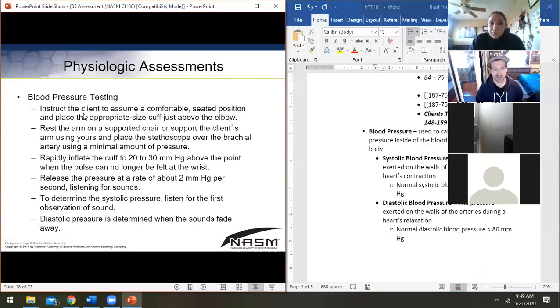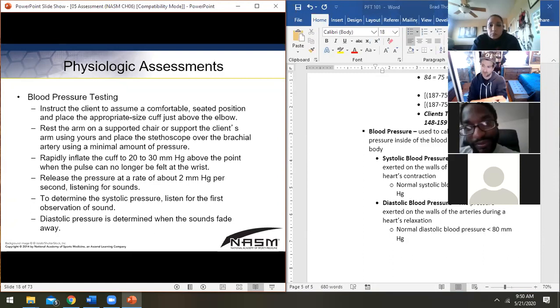So basically you're going to have your client sit in a comfortable position, present you with their elbow, and place that cuff just above the elbow. And then you're also going to use a stethoscope over their brachial artery. What you do is you're going to squeeze that blood pressure cuff and inflate it just above where you stop hearing it, right? You're going to have that stethoscope on their brachial artery. You won't be able to hear their heart rate until you start pumping. All of a sudden, you'll start hearing their heart rate.